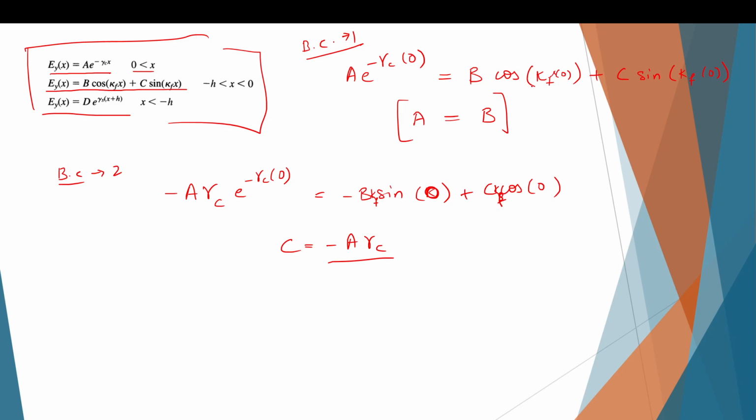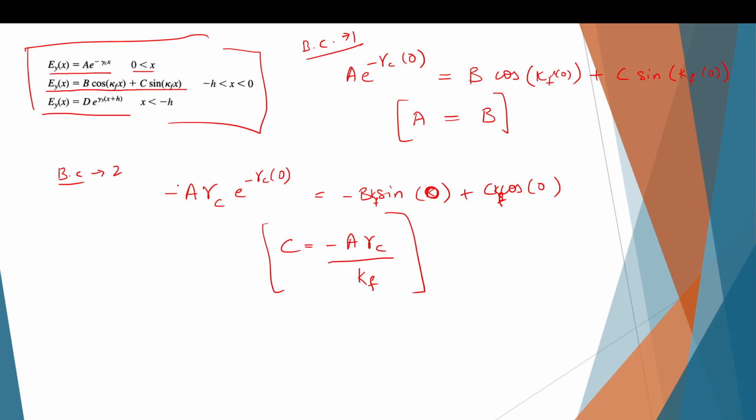So if you differentiate it first, there will be a kappa f term. Just differentiate it and check, you will get it. Correct. Okay. So now I am able to write c also in terms of a. Now the only thing that remains is d.